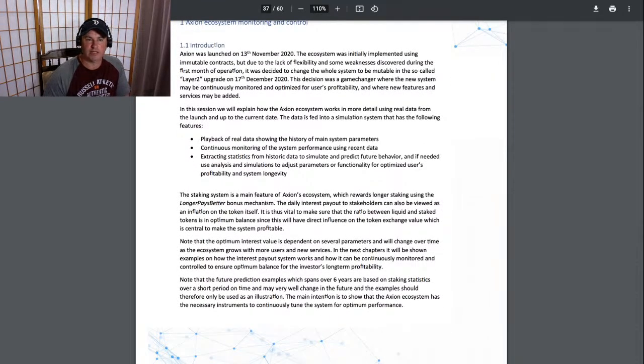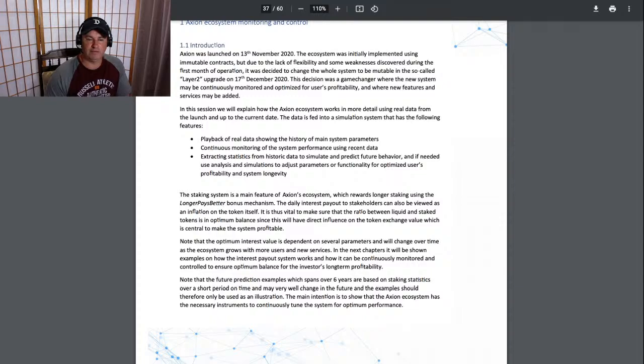In this section, we will explain how the Axion ecosystem works in more detail using real data from the launch up to the current date. The data is fed into the simulation system, which has the following features: playback of real data showing the history of main system parameters, continuous monitoring of the system performance using recent data, extracting statistics from historical data to simulate and predict future behavior, and, if needed, using analysis and simulations to adjust parameters or functionality for optimized users' profitability and system longevity. So lots of nice big words there.